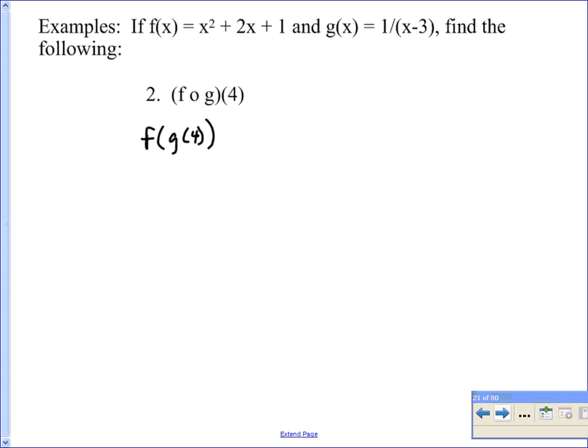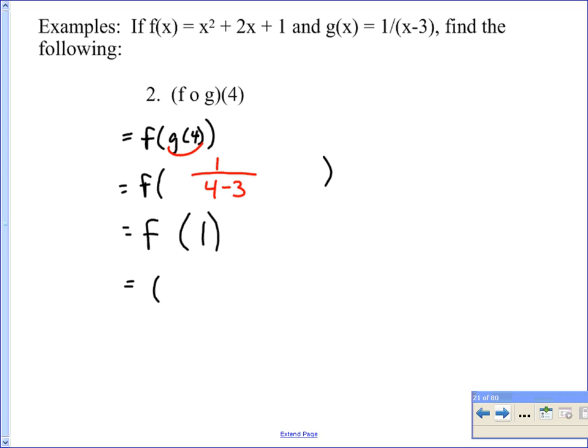So again, I'm going to focus on taking care of this piece, but I'm going to leave my f in place, and I'm going to use red for everything I'm doing here. I'm going to g, and g is 1 over, I'm putting in a 4 for my x, minus 3. And when I simplify that, I get f of 1. Okay, 4 minus 3 is 1. So I get f of 1. And then f of 1 is easy to find.